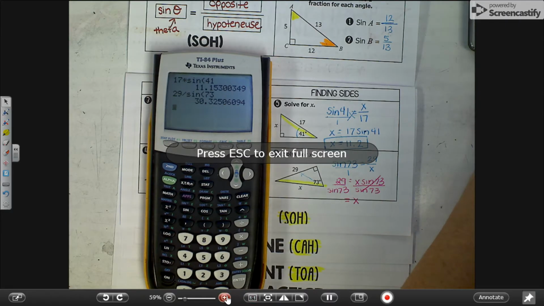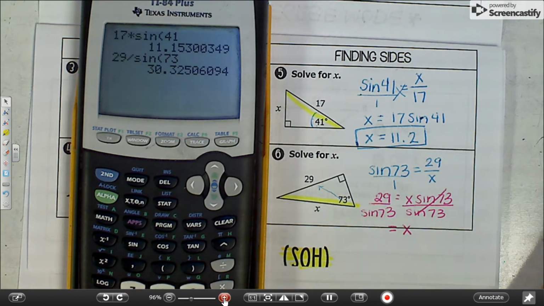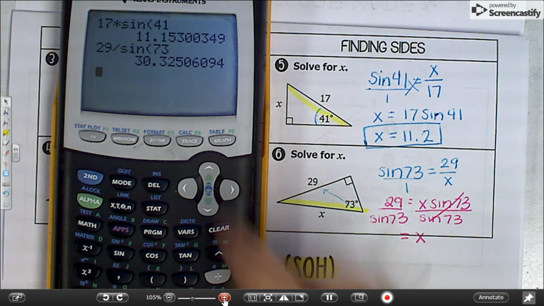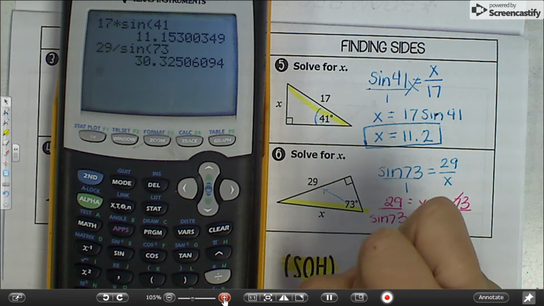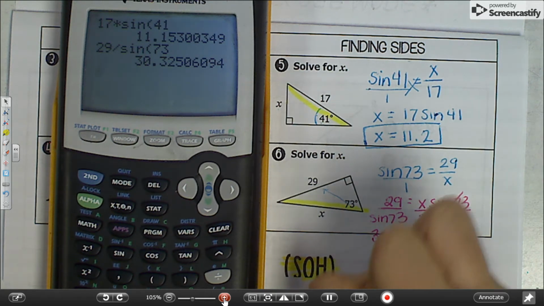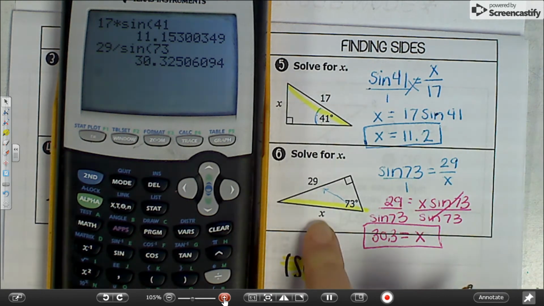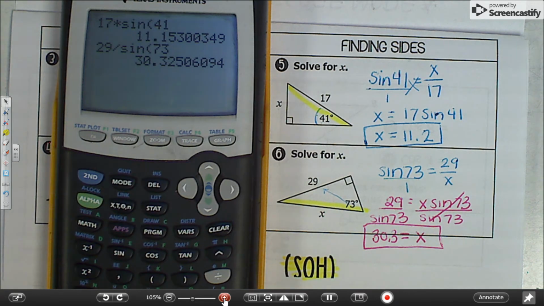All right, picking up where that one left off, which is at a very annoying spot. 29 divided by sine 73 is 30.3. So the length of the hypotenuse of this triangle is 30.3.